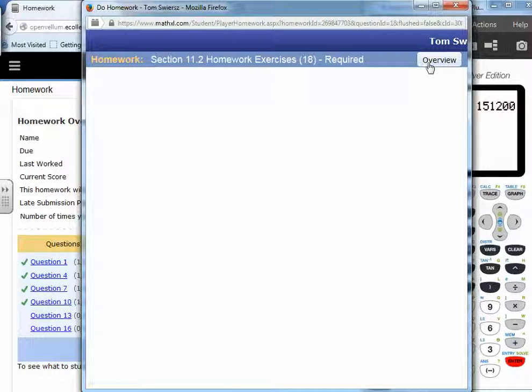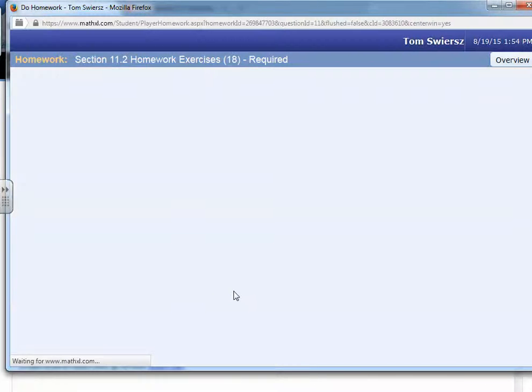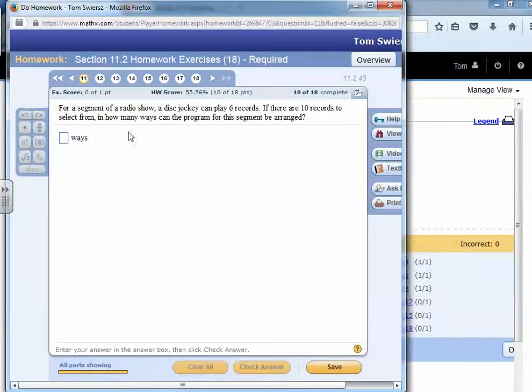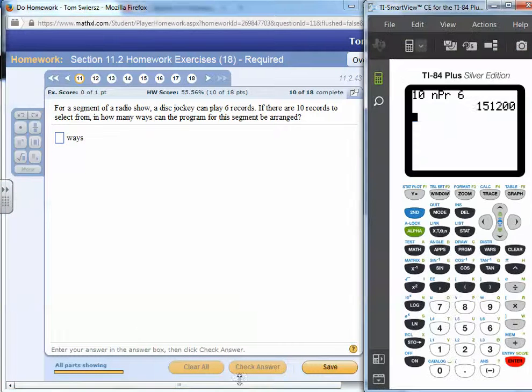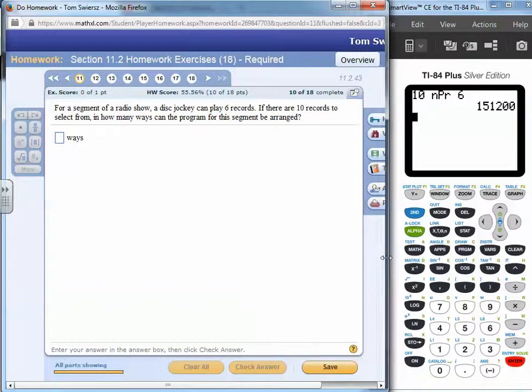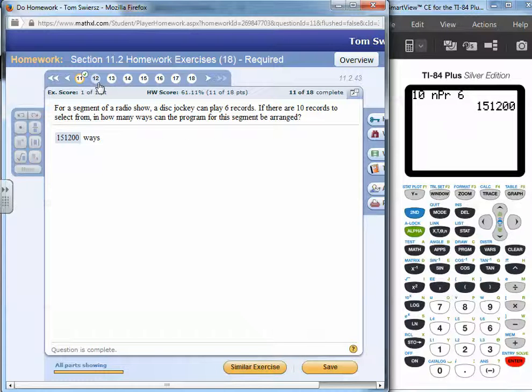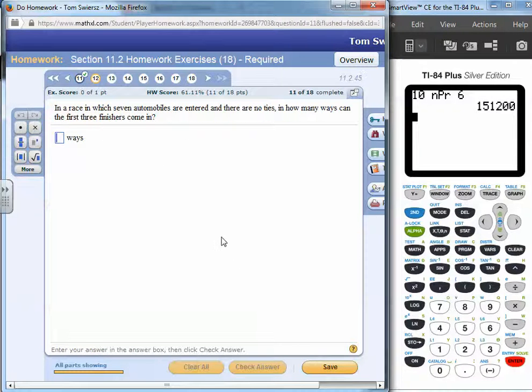That's strange. It kind of went out. See if we can get back to it. 10 records, 6. So it's that same answer. All right. Let's see if we can get it back. So we just did a 10P6, 151,200. All right, very good. We got it right. A little bit of a malfunction there in MyMathLab.